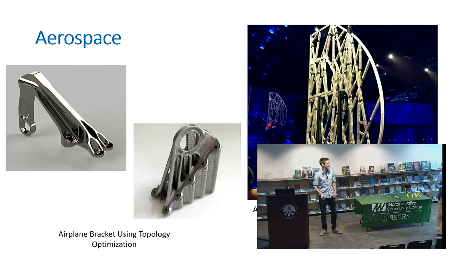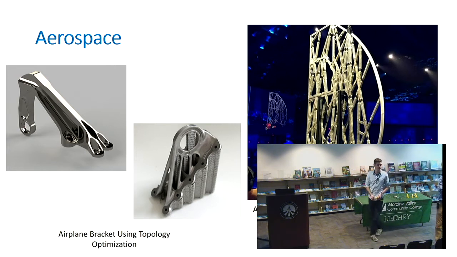This is the original bracket design. Was this from Airbus or Boeing? I think it was Boeing. Okay, this is a Boeing bracket. And you can see it's big and thick and blocky because that's what we could manufacture. So they had a competition on GrabCAD to redesign it using topology optimization.